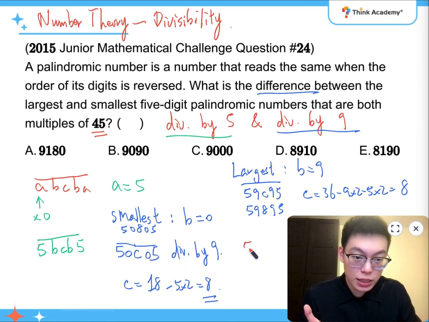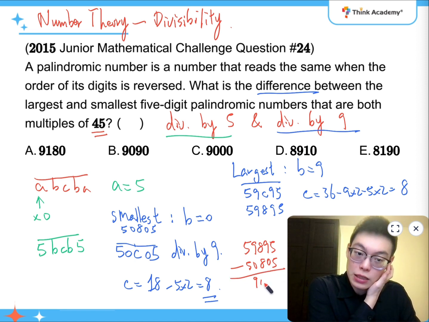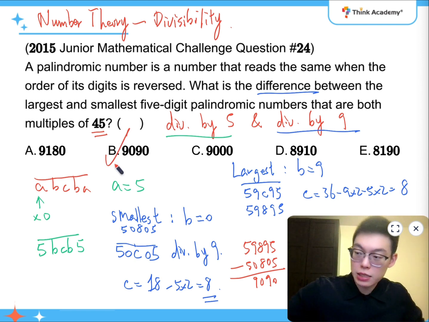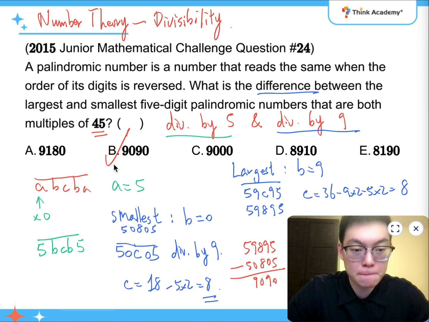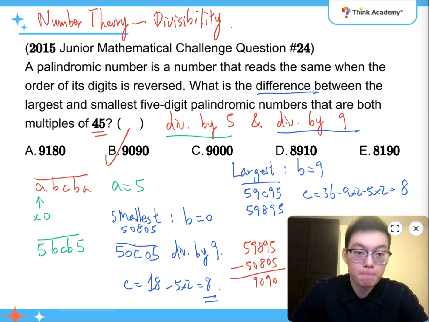Let's say I'm subtracting 50805 from 59895, and I got 9090. Okay, so the answer is B, 9090. That's how we can solve this one, question 24.